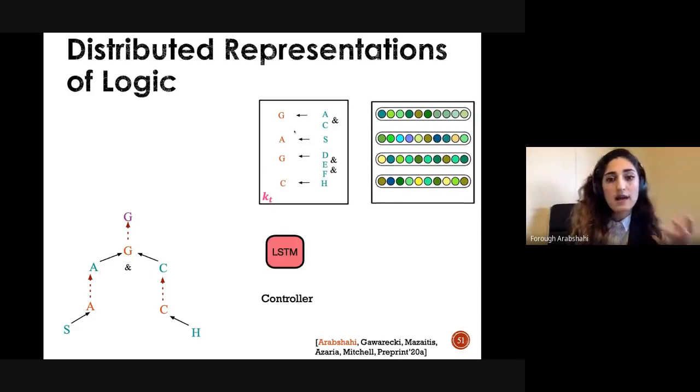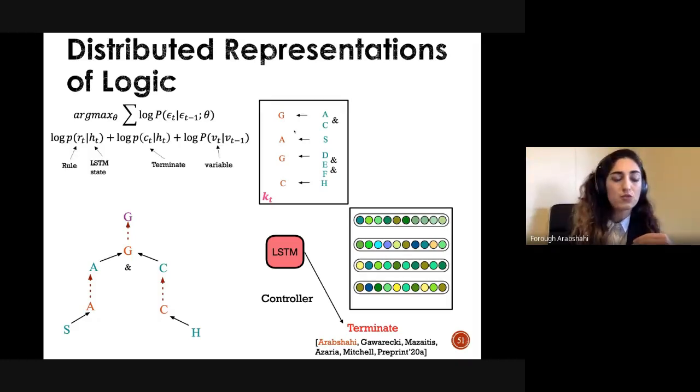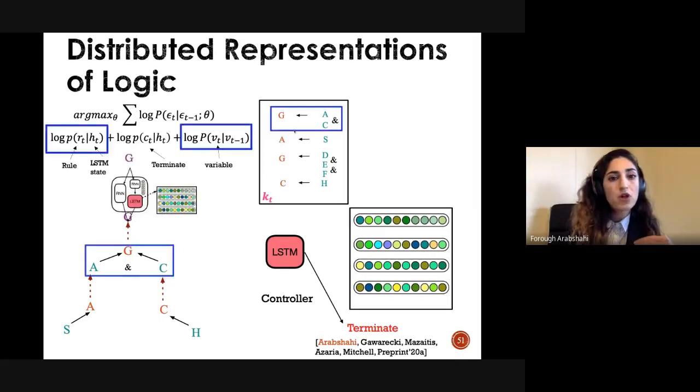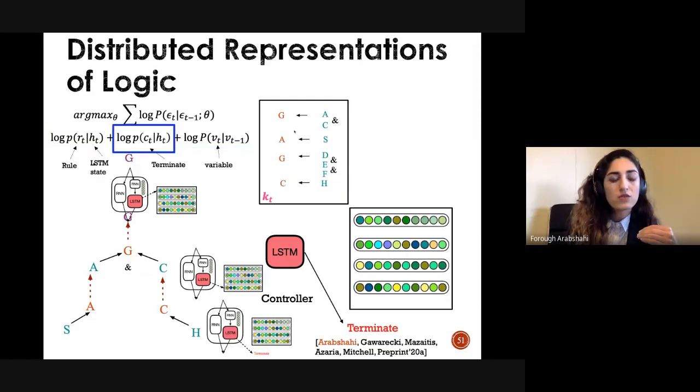And the model has an LSTM controller at its heart that chooses the relevant entry from the background knowledge as we walk down the proof trace. And it also tells us when to terminate. And the way it works is that in each step of the proof, we maximize the probability of choosing the correct next rule as we traverse the tree. So the model is a hierarchical model that walks down the proof trace and picks the correct next rule, and also tells us when to terminate each branch.